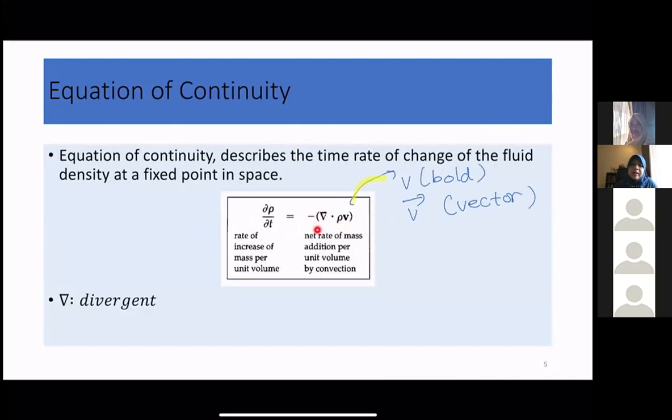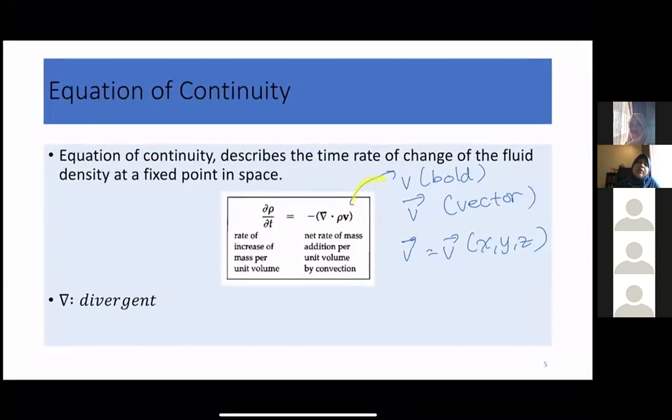And this one is the divergence of the vector. If v is a function of x, y, and z, then the derivative should be with respect to x, with respect to y, and also with respect to z. So this is actually the net rate of mass addition per unit volume by convection. All right, so that is the first one, the equation of continuity.